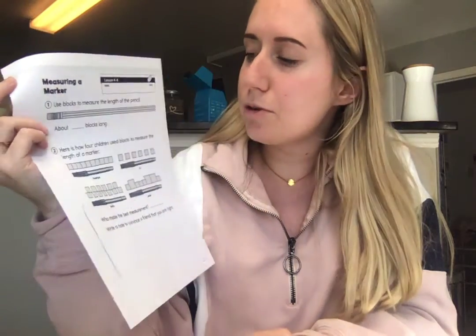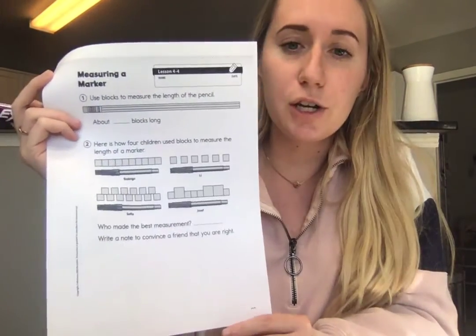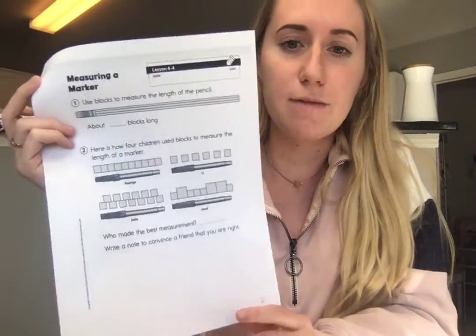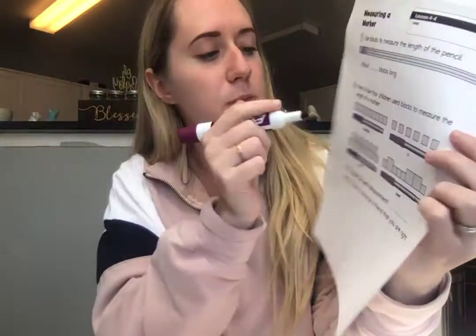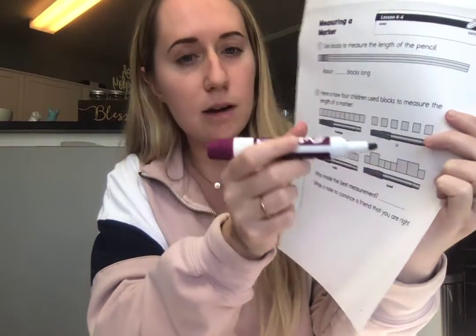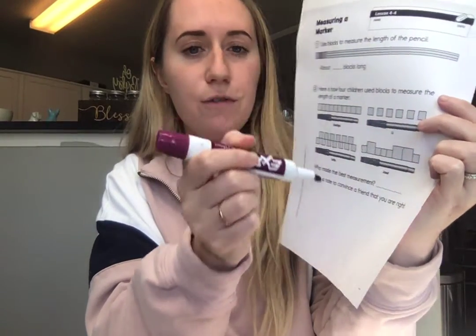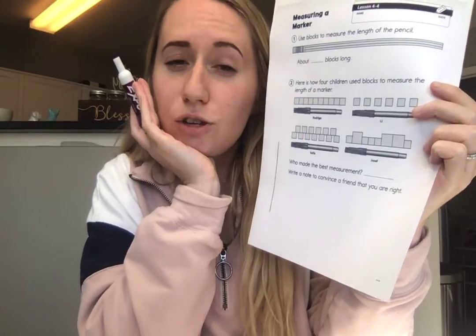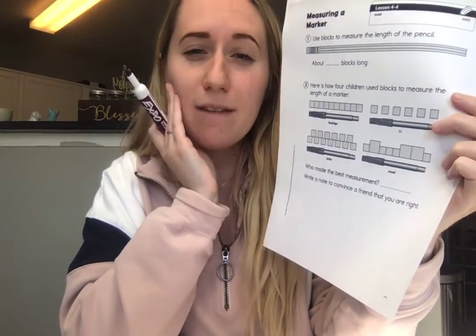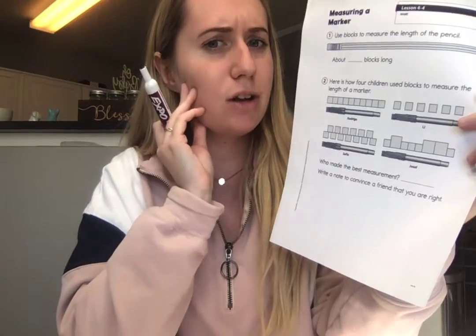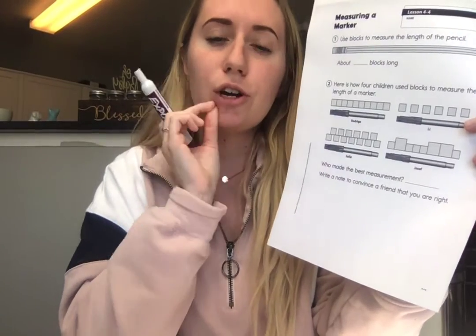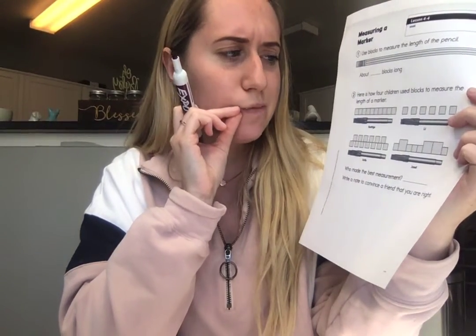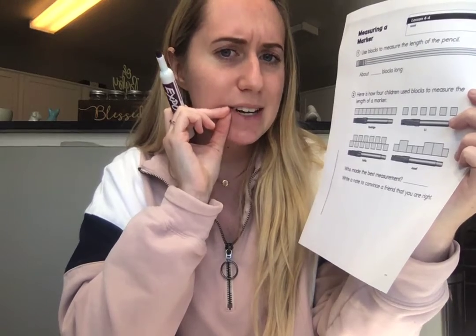And then number 2 is a problem about some made-up kids. It says, here is how 4 children used blocks to measure the length of a marker. So we have 4 kids. We have Rodrigo up here, Lee, Sophia, and Joseph. So you need to look at each set or each way of how they measured the markers, because they all do look a little different if you notice that. So you're going to look on Dojo and you're going to see which one correctly measured the marker.